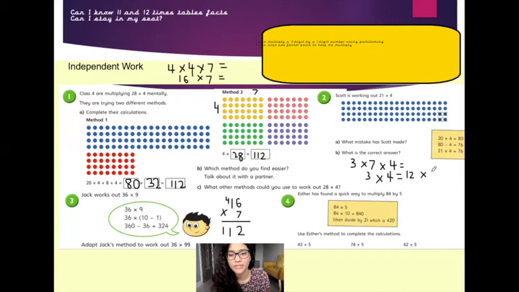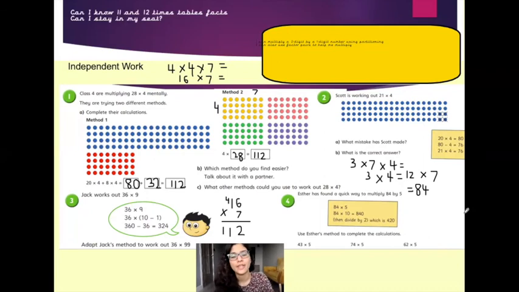7. So now these are your 12 times tables that you have been revising a little bit. So what would 12 times 7 be then? If you got 84, you are correct. Well done. So the correct answer then is not 76, which is what Scott got, but 84.